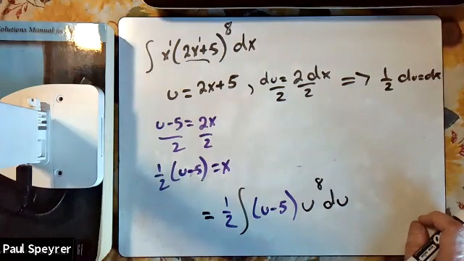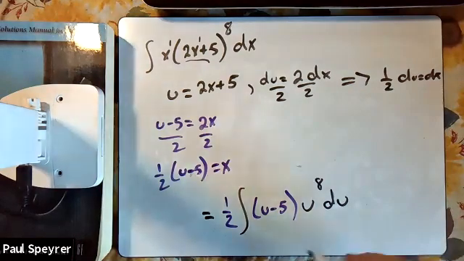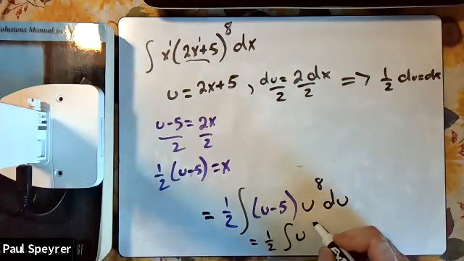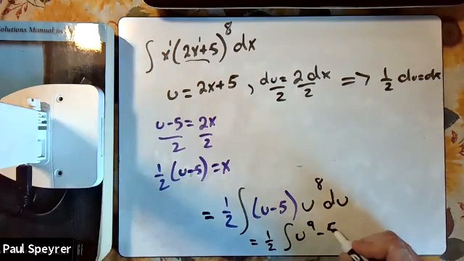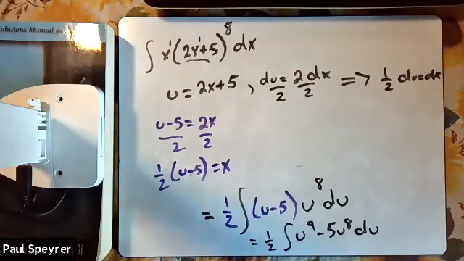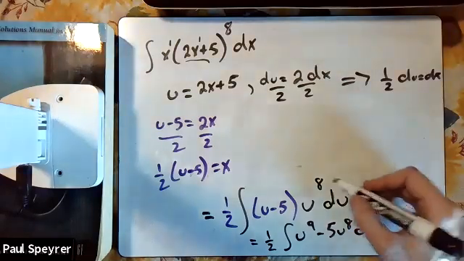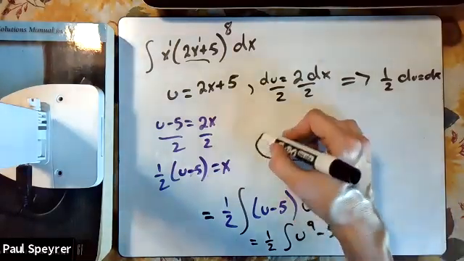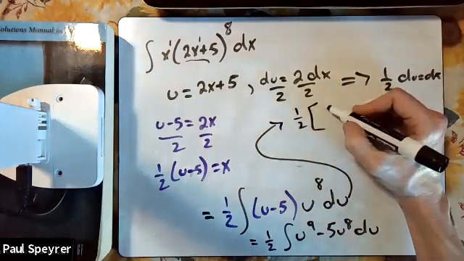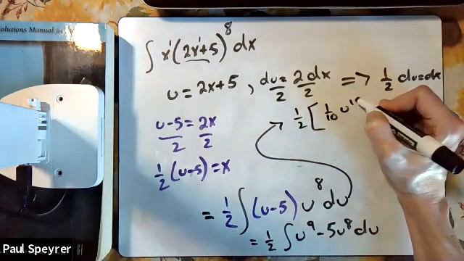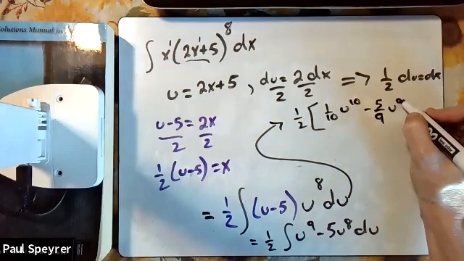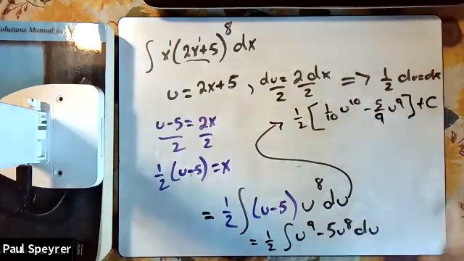And from here, now we can go out there and solve this, right? We can distribute. So I have 1/2 and then an integral of u to the 9th minus 5u to the 8th du. And I'm just going to go up here now. So now if we take the antiderivative of both of these pieces, we get 1/10 u to the 10th minus 5/9 u to the 9th plus c.